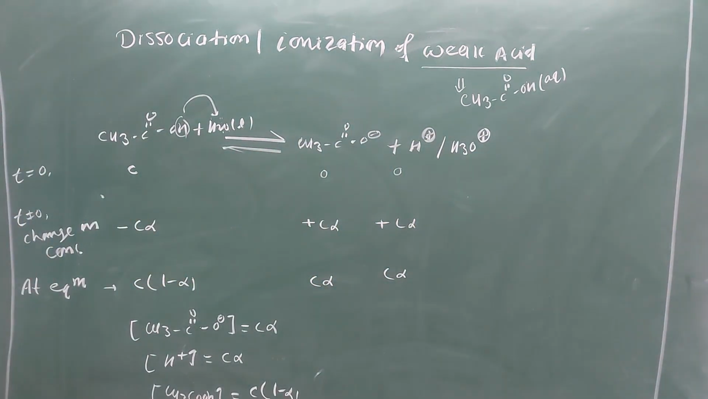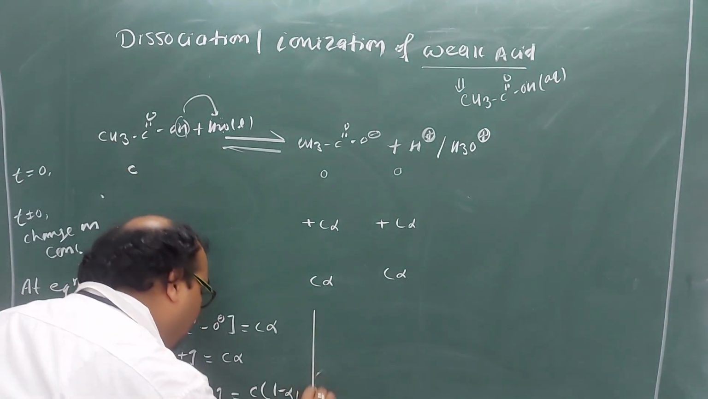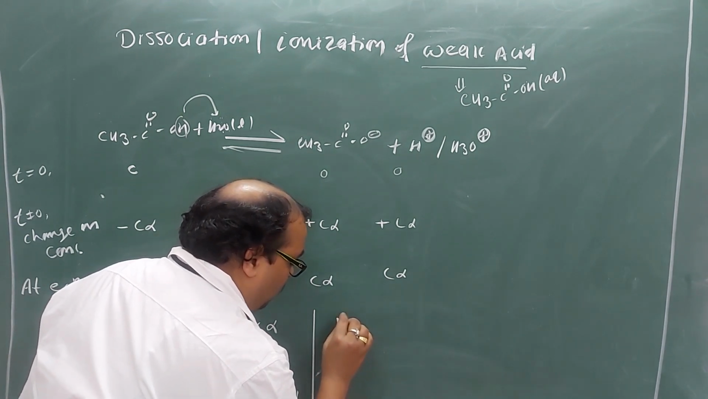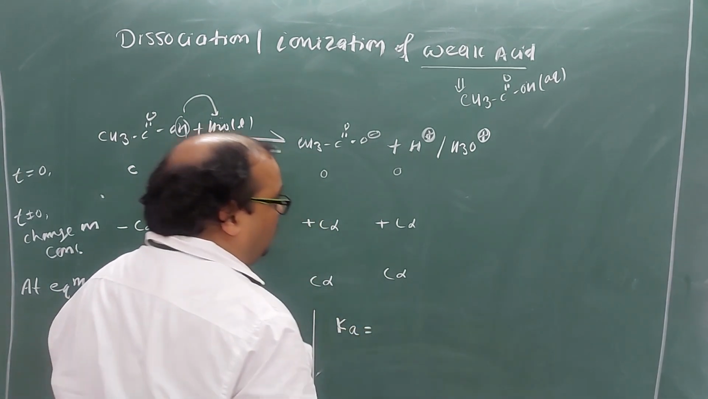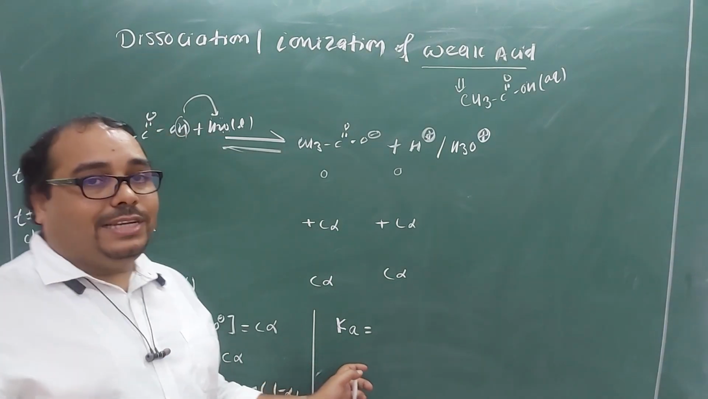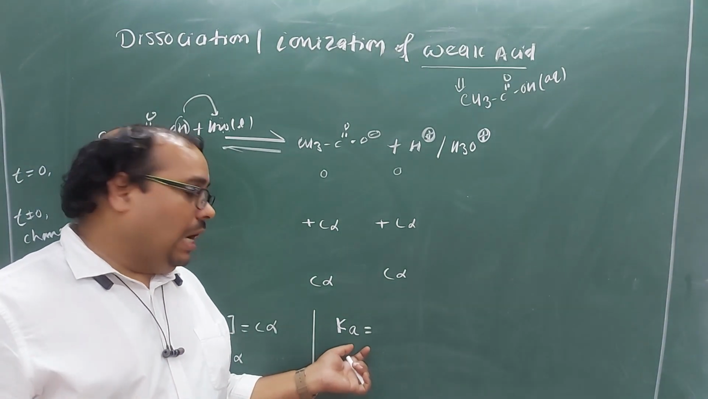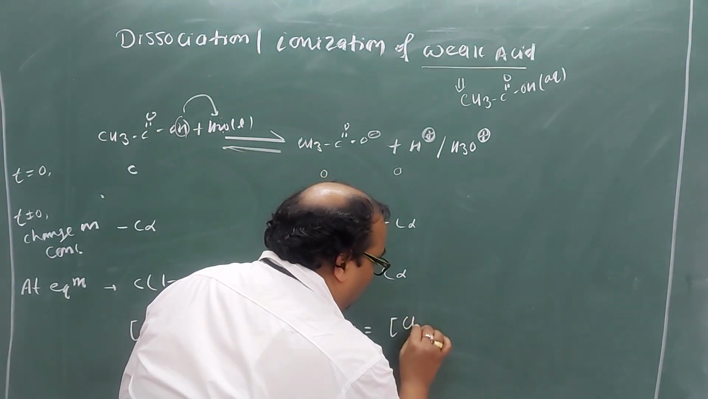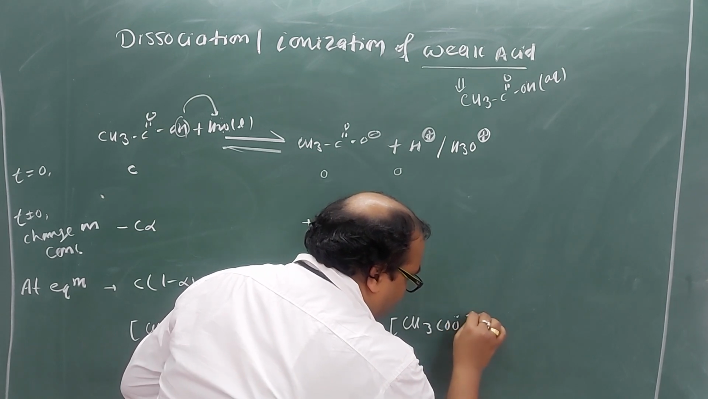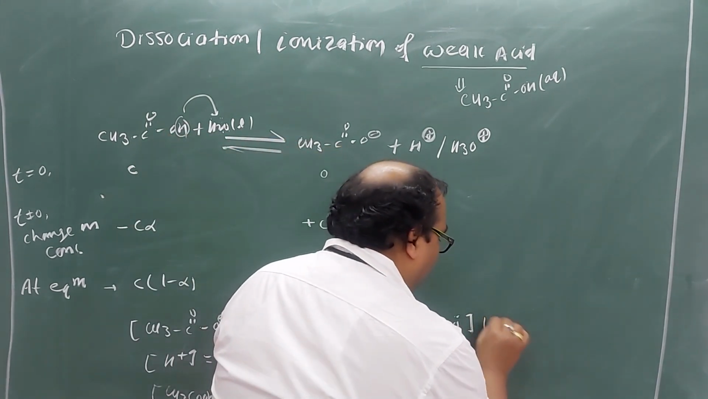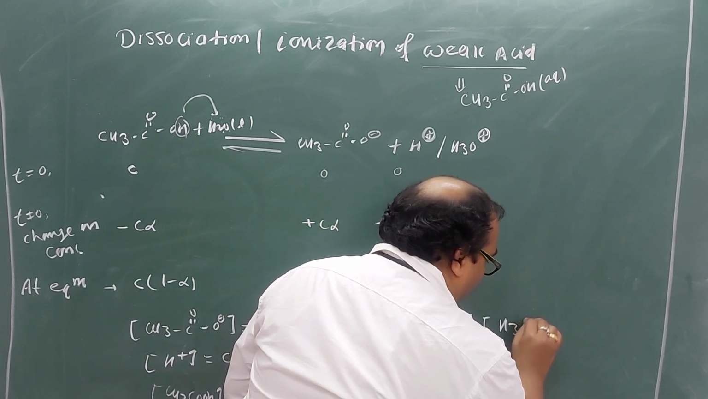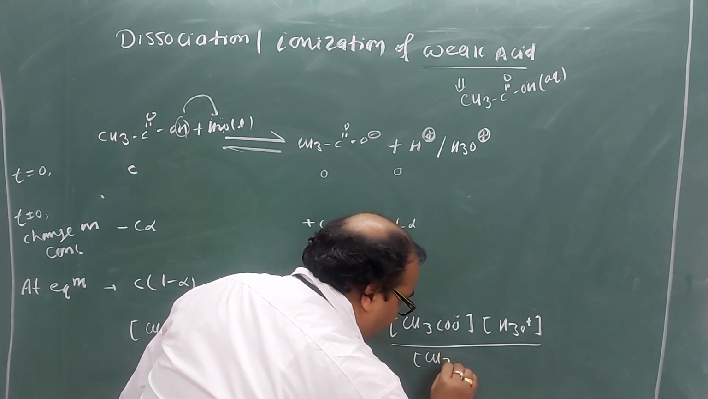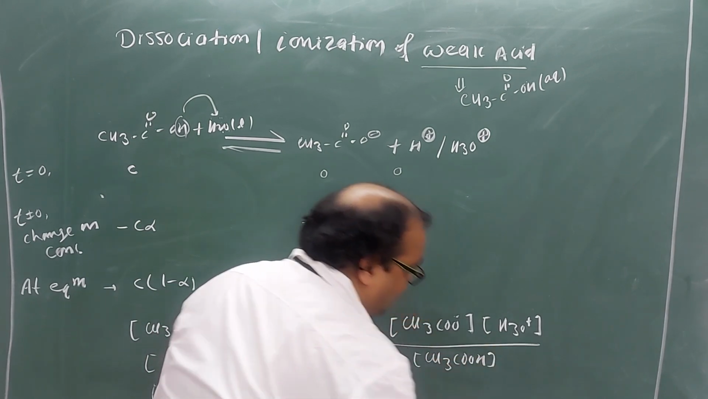Yes. So obviously an equilibrium will be set up. So follow the law of mass action. So here is the acid. So K is equal to the equilibrium constant in terms of ionization of the weak acid. Is it okay? So how will you write the equation? Concentration of acetate ion into concentration of hydronium ion upon what? The concentration of acetic acid.